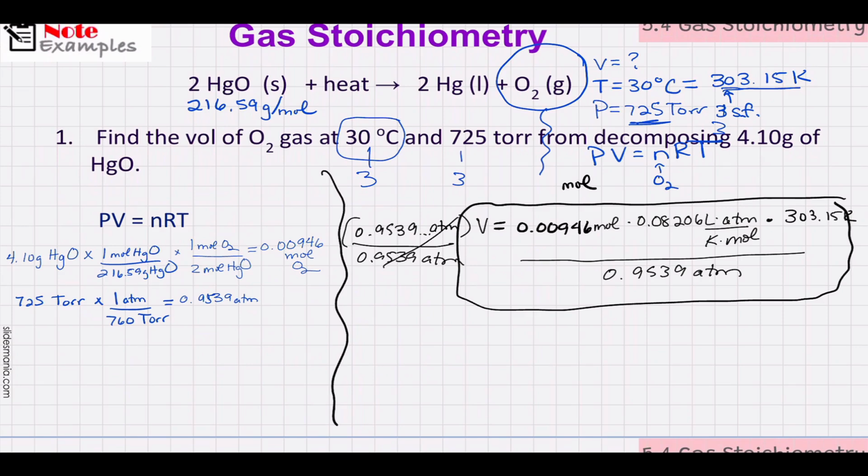I can also see that my moles cancel, my temperature Kelvin cancel, ATMs cancel, and I'm left with liter, which is a good sign that I did this correctly. So when I put all these numbers in, I should get a volume of 0.247 liters. Sometimes they'll ask for milliliters. It's just a simple multiplying by 1,000. So if they had asked, it would have been 247 milliliters.